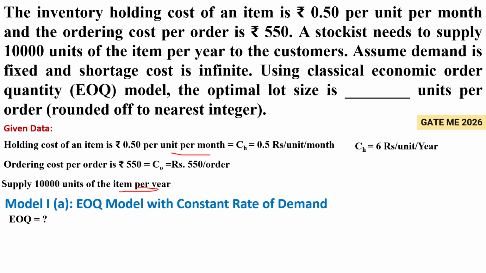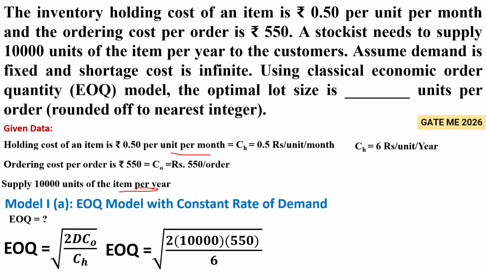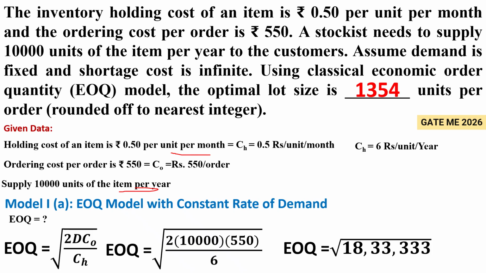So we have to calculate the EOQ value. We know the formula EOQ equals the root of 2D C0 by CH. Here D is the annual requirement, that is 10,000 units, and C0 and CH are also given. Substituting all the values, EOQ equals the root of 2 into 10,000 into 550 divided by 6, which is equal to the root of 18,33,333, which is equal to 1354 units.